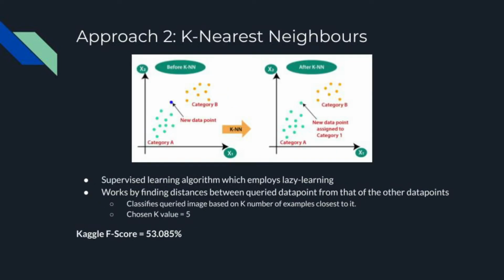Next, for better success, we used k-nearest neighbors, which is a supervised learning algorithm that performs regression and classification. This lazy learning algorithm works by finding distances between a queried data point and the other data points. It classifies the image based on the k number of examples that are closest to it. The k value that we chose is 5. The F-score that we got from Kaggle using this algorithm is 53%.